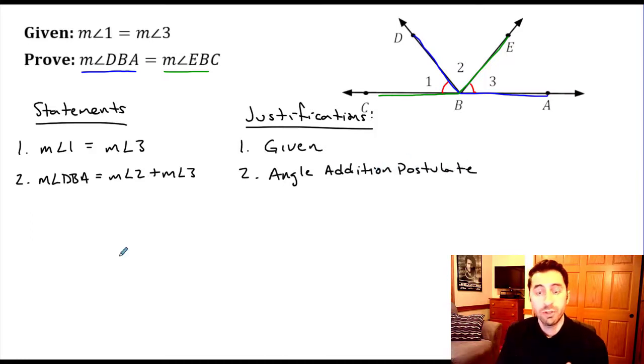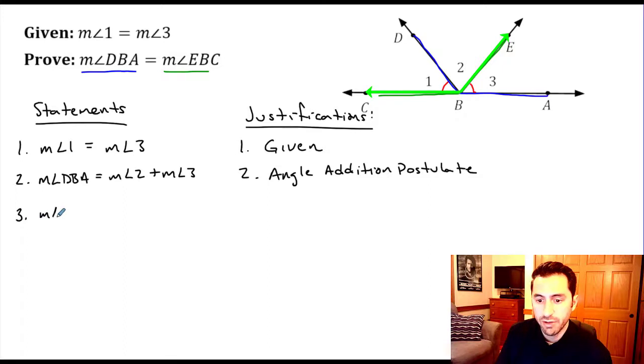The way that I'm structuring this is I'm writing a statement, and then my justification is how do I know that statement's true? So how do I know I can add two angles together to get a bigger one? The angle addition postulate. And while we're at it, why don't we do the same thing for the angle EBC?